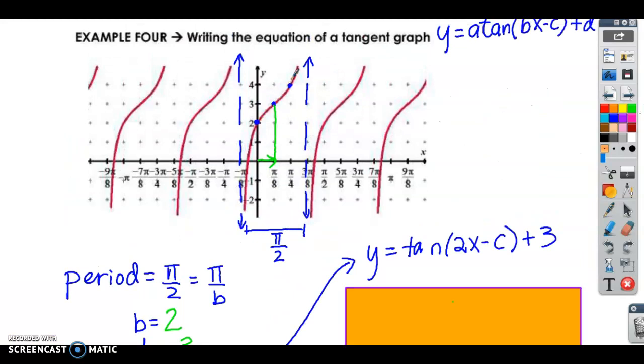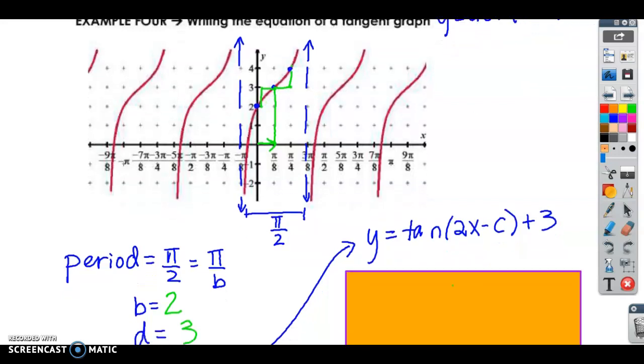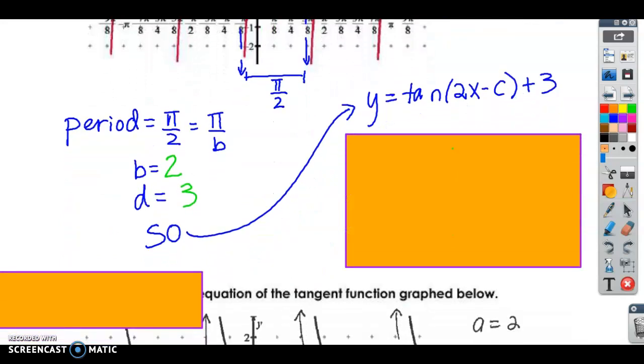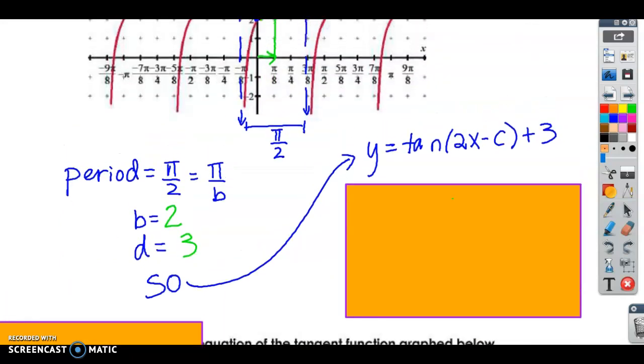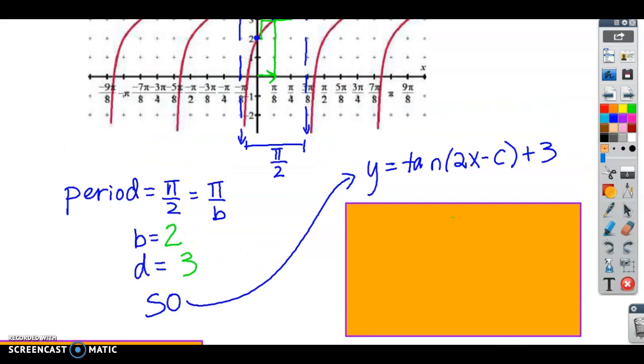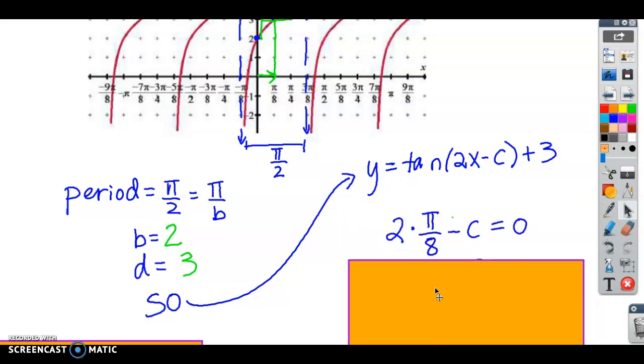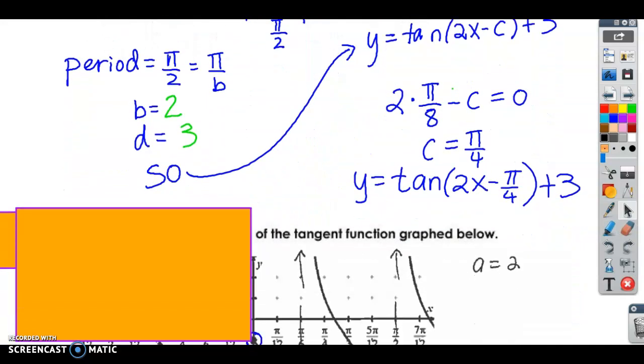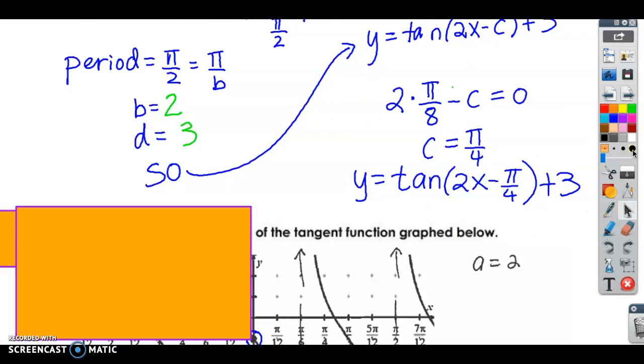Okay, so now all we need is, wait, how did I determine A? By looking at these 3 points. Looks like it's over 1, up 1, so the amplitude is just 1. We don't have a switch, like we're going the right direction, so there's no negative. Okay, last thing we need is the phase shift. So we look at the graph, we see the phase shift is pi over 8, so we're going to plug that in for X and solve for C. So you get pi over 4, and then you're done. Just remember that there's a minus in the formula. So if you get positive pi over 4, it's a minus pi over 4.